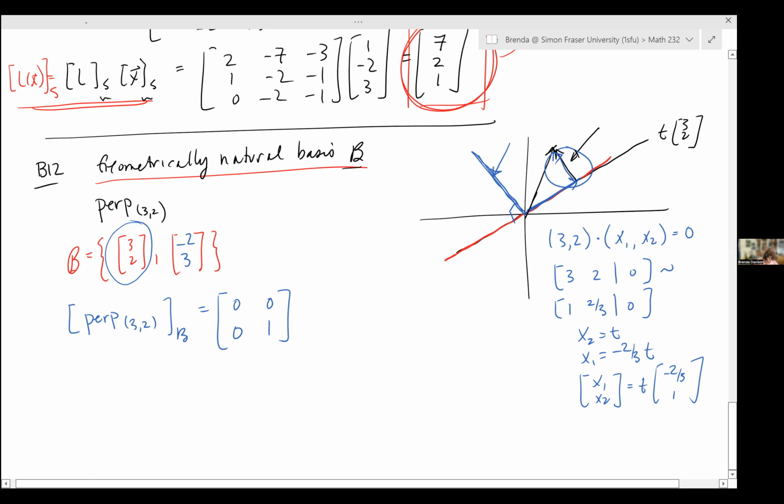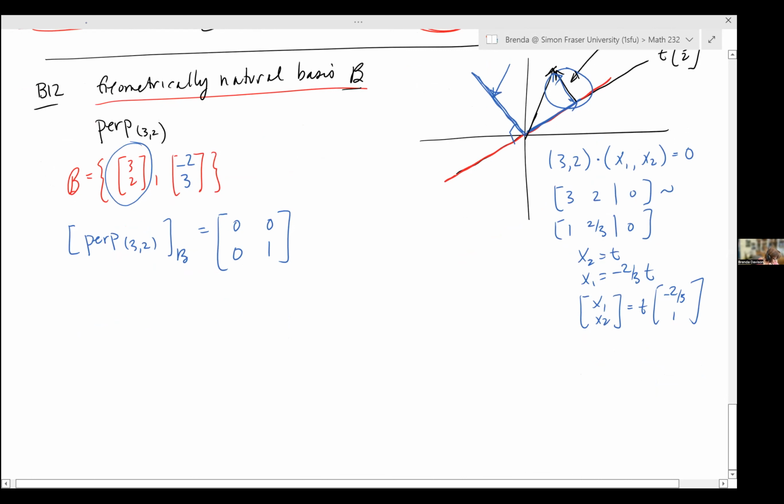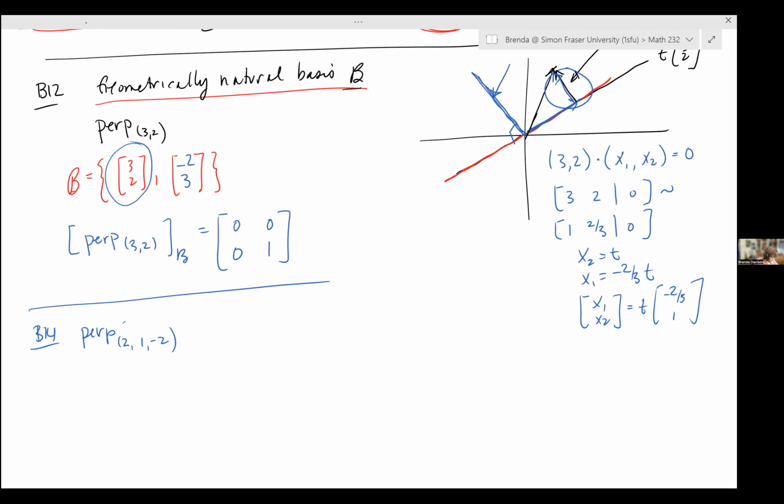I'm just going to do one more example like that. That is going to be B14. So this is asking, it's the same question. It's asking for perp of (2, 1). So this is now in R3.